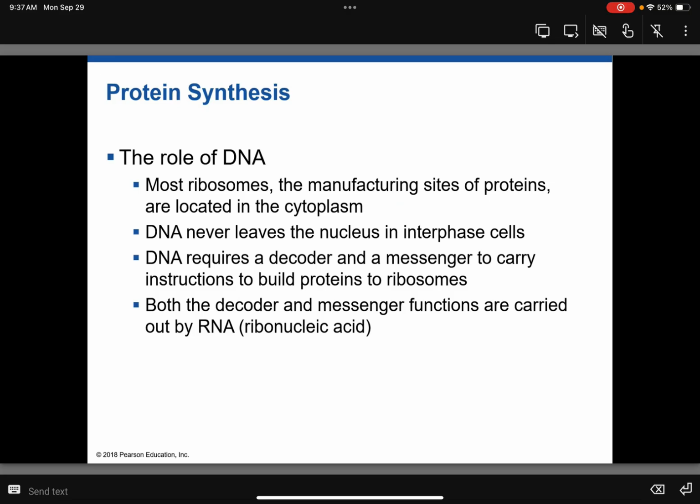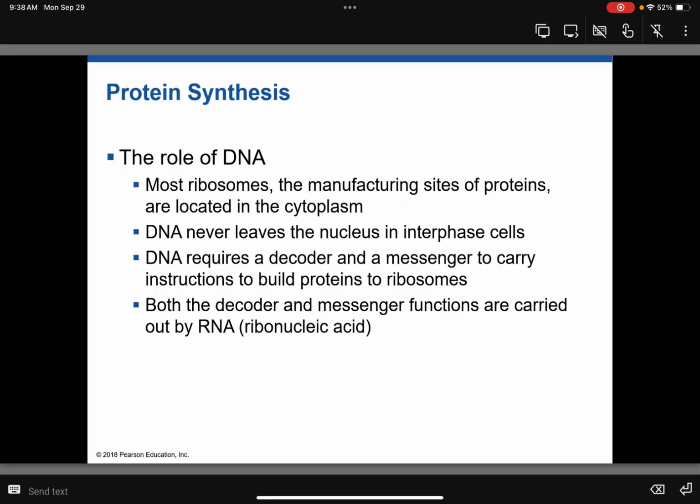So, for the role of DNA, what it's actually doing: most ribosomes, which are the manufacturing sites of proteins, are going to be located in the cytoplasm of a cell. Most of them, not all of them, because some of them are attached to the endoplasmic reticulum. The DNA never leaves the nucleus in interphase cells, so while it is carrying out these normal functions of producing proteins, the DNA is always going to be in the nucleus. Only time it ever comes out of the nucleus is during the mitosis process where the nuclear envelope disappears. But it is a very short period of time that happens.